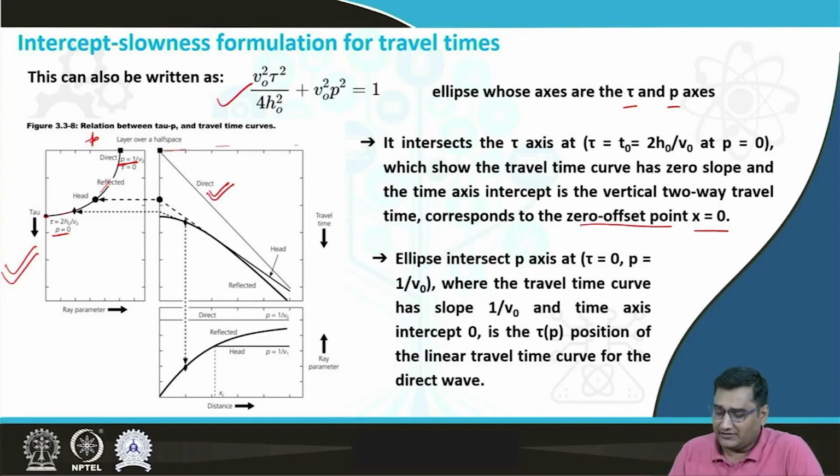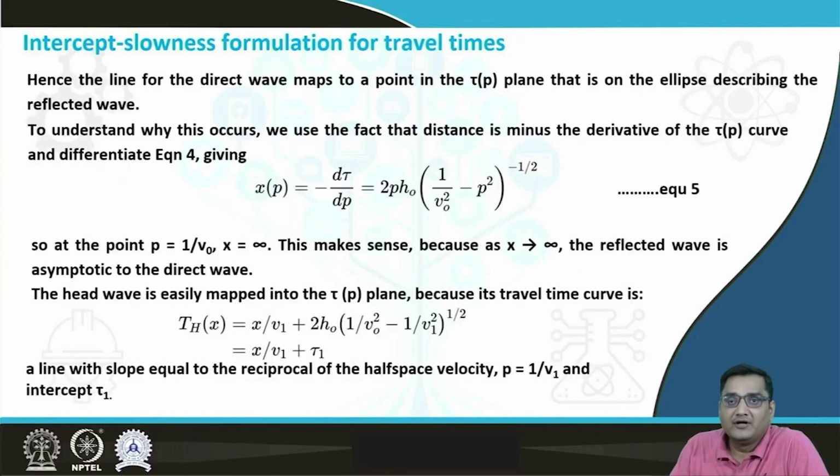And what you can say is that the direct wave is similar to the reflection if tau is equal to 0, where p is equal to 1 by v naught. We will see how it is.